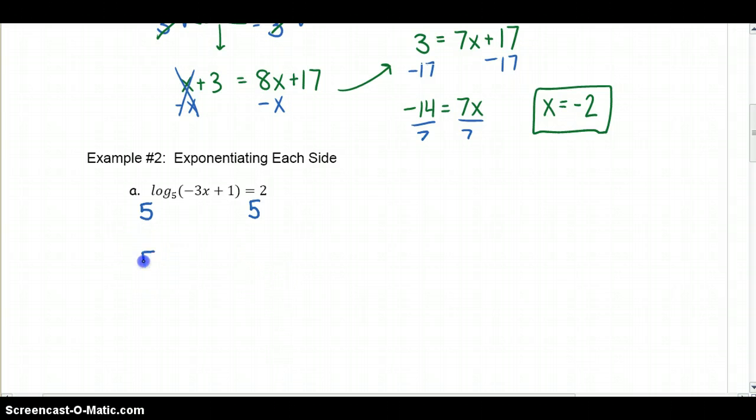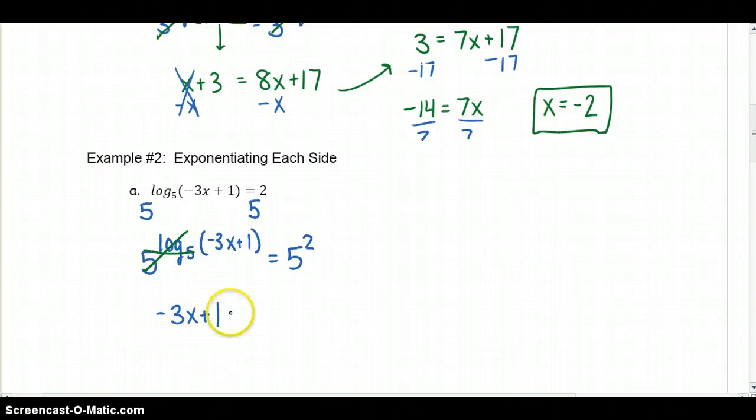So that what this is going to look like is 5 to the log base 5 of negative 3x plus 1 equals 5 to the second. So then over here, 5 and log base 5, those are gone. So we're just left with negative 3x plus 1.